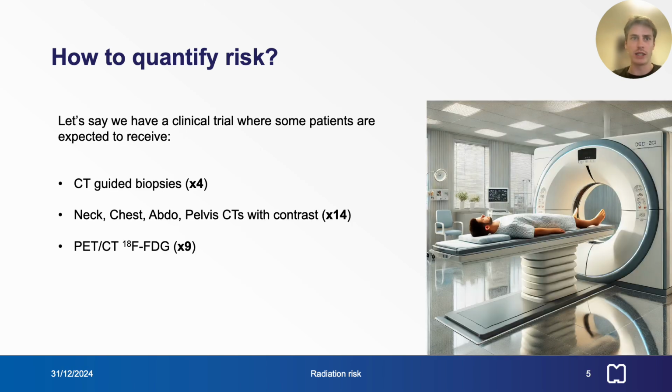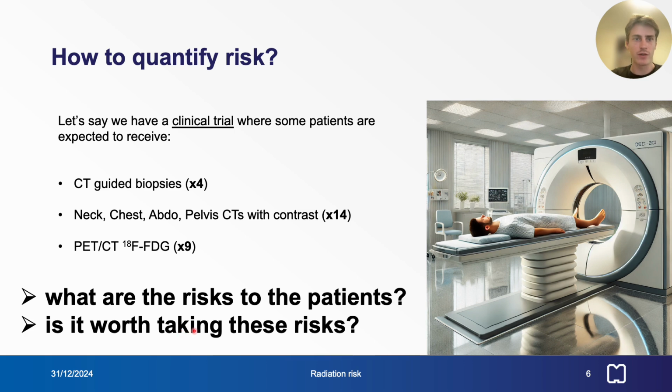As an example of quantifying risk, let's say we have a clinical trial where some patients are expected to receive 4 CT-guided biopsies, 14 neck, chest, abdomen, pelvis CTs with contrast, and 9 F18 FDG PET CT scans. This is quite a lot of imaging, and so we would be interested in estimating the risk associated with these schedules. So, if we can perform dosimetry and estimate the risk to the patients following this imaging, people can decide, is it worth taking these risks, weighing up all of the clinical factors outside of radiation risk.